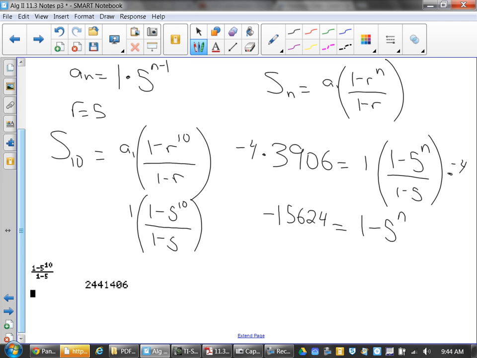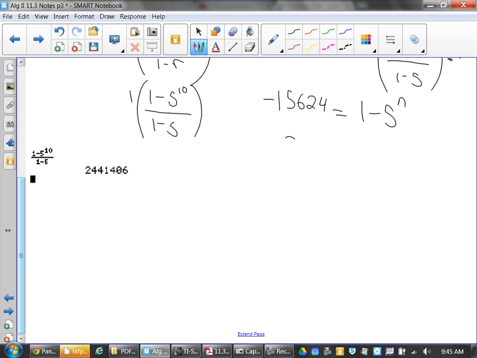Now, here's a little bit of a twist. I want to get that, see how it says -5 to the nth power? I want to make that positive. What do I do? Can I just add that to the left side? I'm going to add that to the left side, and at the same time, I'm going to add the other stuff to the right side. So I'm going to get 5 to the n is 15,625.